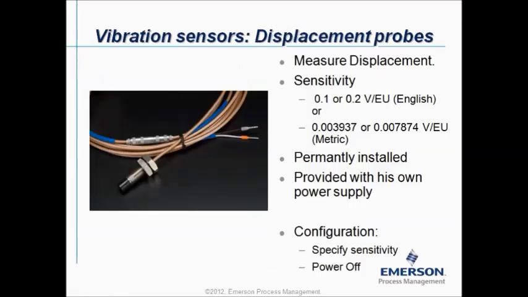The other kind of probe are displacement probes. Here is a picture of a typical displacement probe and it measures displacement. Now the sensitivity becomes a little bit more complicated. In the English system there are two sensitivities commonly used, 0.1 or 0.2 volts per engineering unit. Converted into the metric world, it's 0.003937 or 0.007874. So before using this kind of probe, make sure that you know the sensitivity.